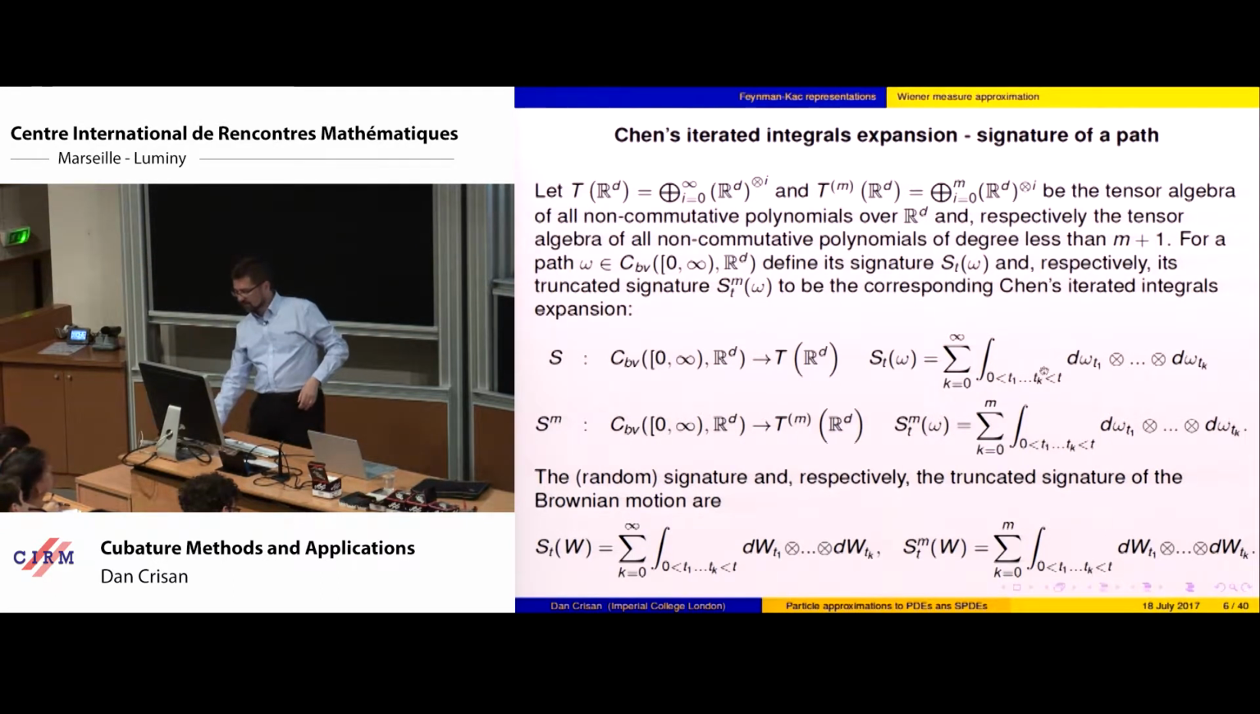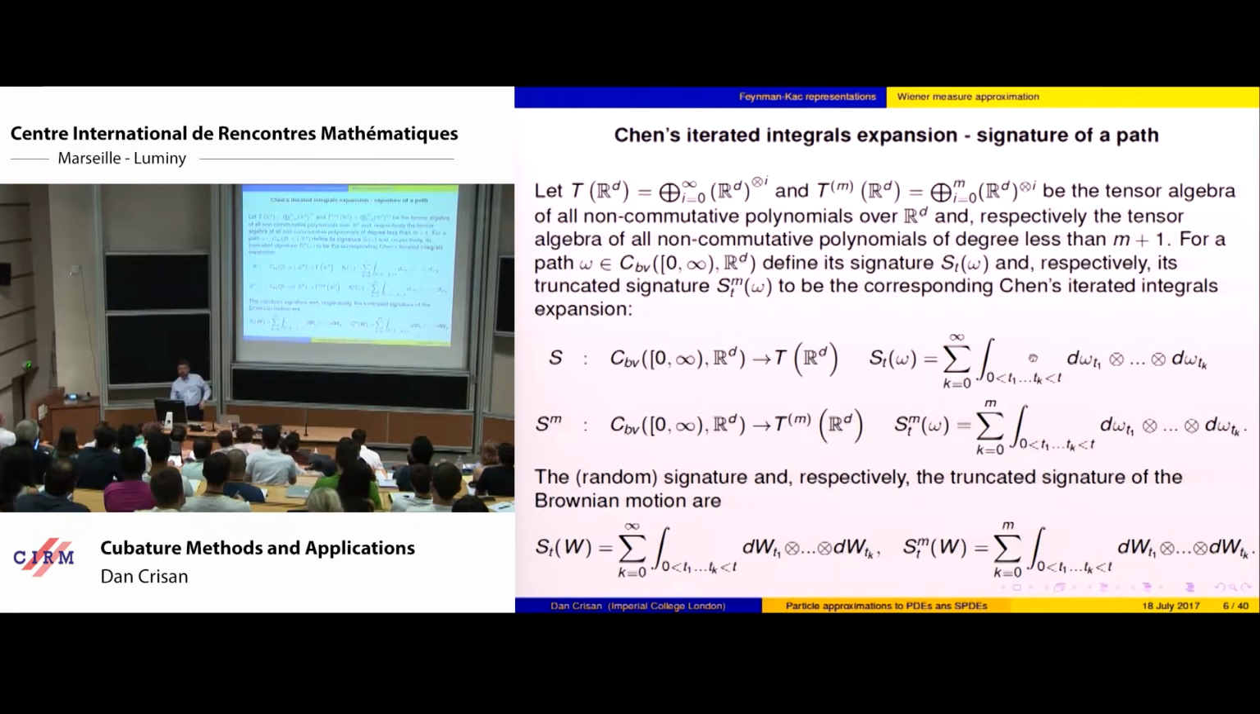So you can sum them up in direct sum because there's no proper summation in there, and that's the signature of the path. So, in terms that get away from algebra, the signature of a path is an object that makes a record of all the iterated integrals of the path.